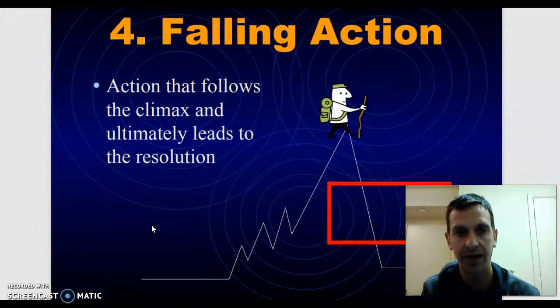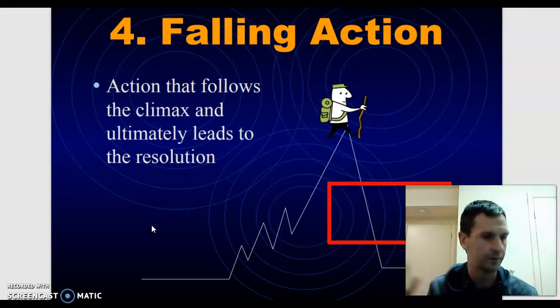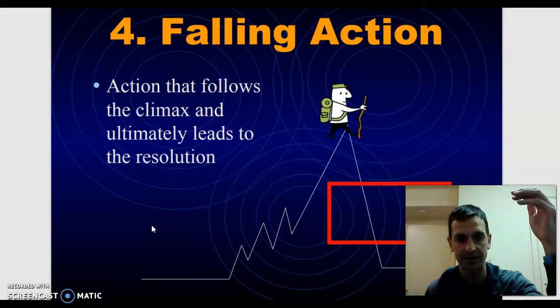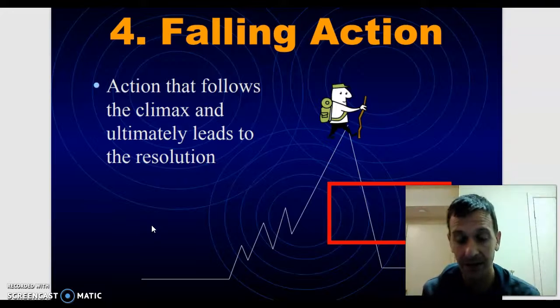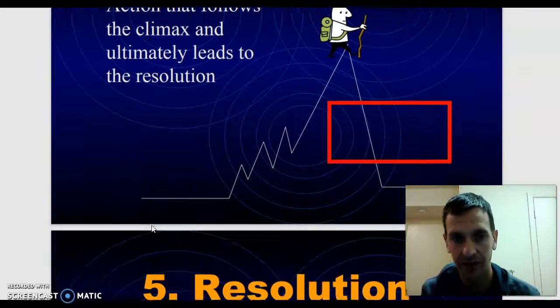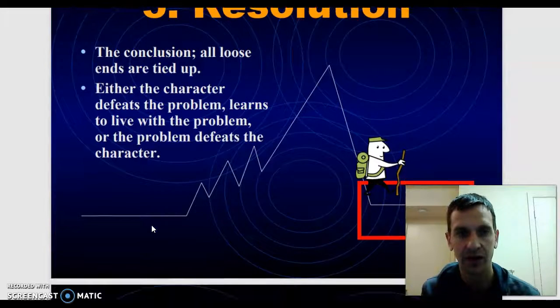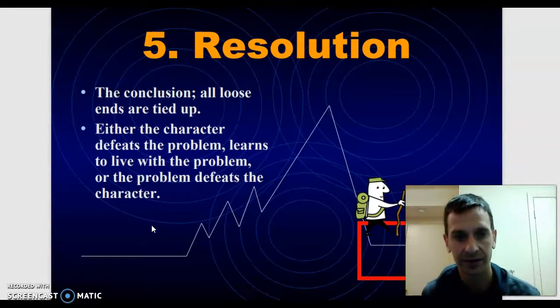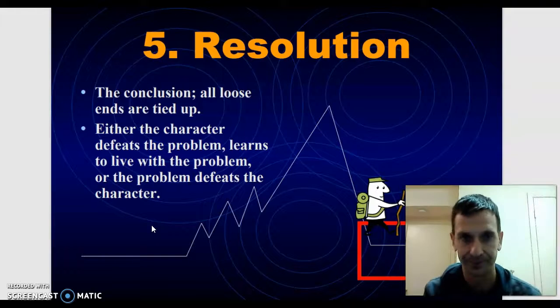The falling action is the action that follows the climax and leads to resolution. All right, so think about something major happening. What's the fallout from that? That's when we start getting closer to the end, and the resolution, where all loose ends are tied up. Either the character defeats the problem, learns to live with the problem, or the problem defeats the character.